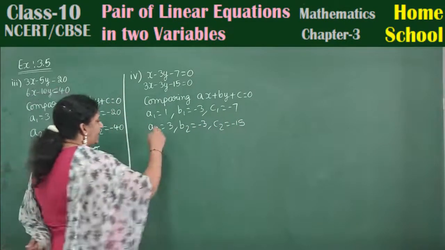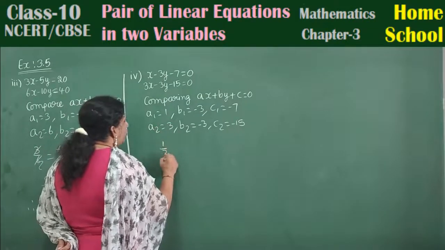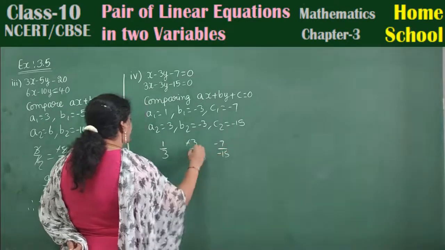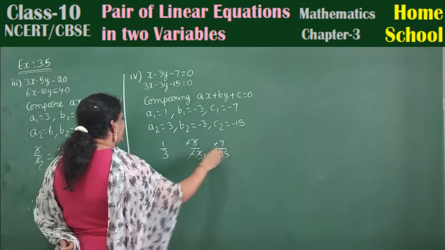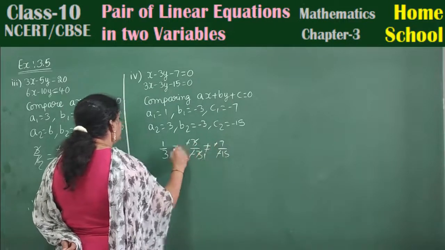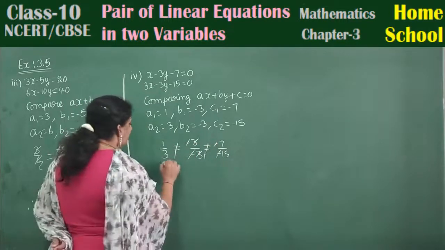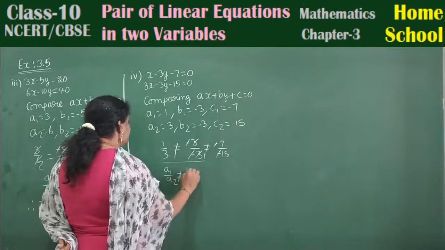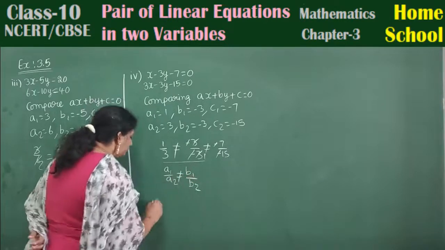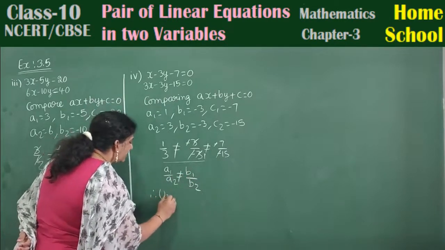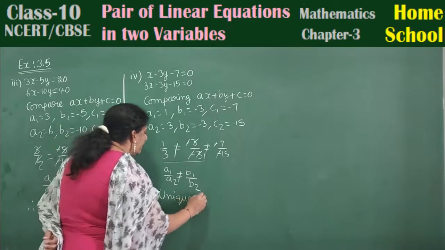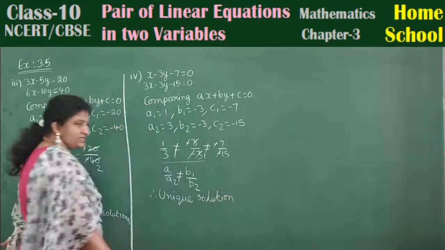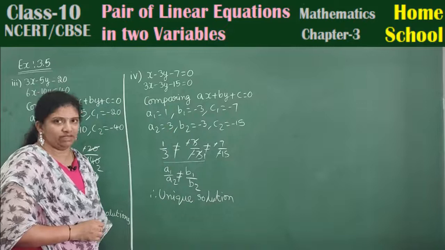Okay. Now write the ratios a1 by a2, b1 by b2, c1 by c2. Minus minus cancel, 3 ones are. So observe here, all the ratios are not equal. But I will compare these two and I'll say that a1 by a2 is not equal to b1 by b2. Therefore, they have a unique solution. If they have a unique solution, we are going to solve this by cross multiplication method.